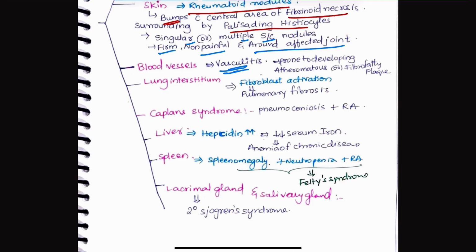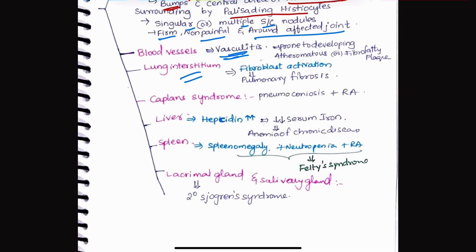Okay, so when they reach the lung interstitium, they cause fibroblast activation, and this fibroblast activation might cause pulmonary fibrosis in the lung. Okay, and we know about Caplan syndrome, right? So when there is pneumoconiosis associated with rheumatoid arthritis, we call it as Caplan syndrome.